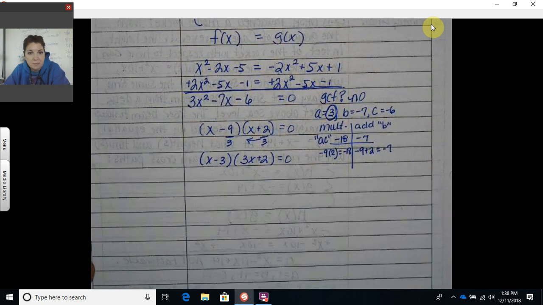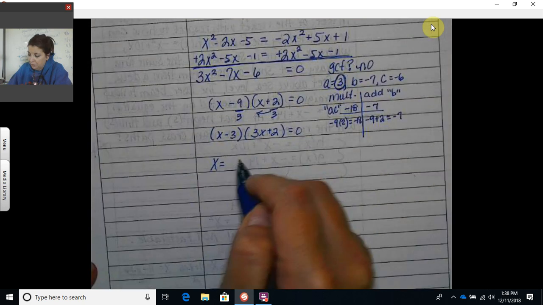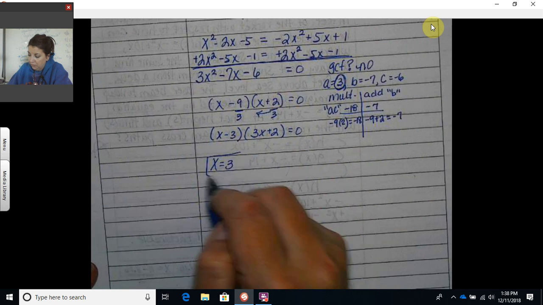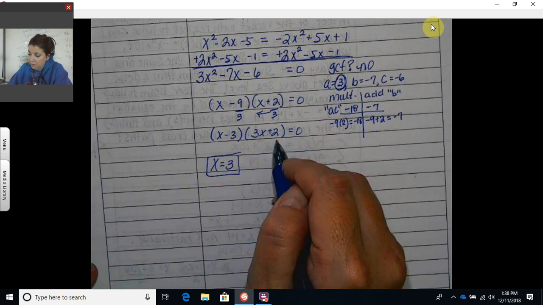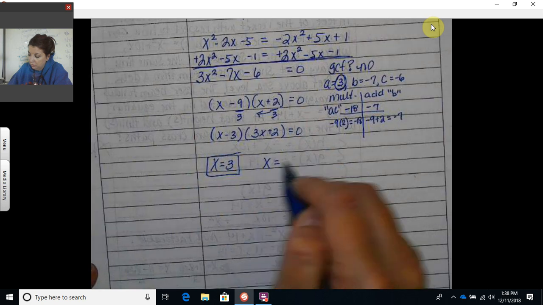So I'm completely factored, but have I solved? No. So I set each factor equal to 0 and solve for x. If I set x minus 3 equal to 0, what does x equal? 3. If I set 3x plus 2 equal to 0, subtract 2, divide by 3, what does x equal? Negative 2/3.